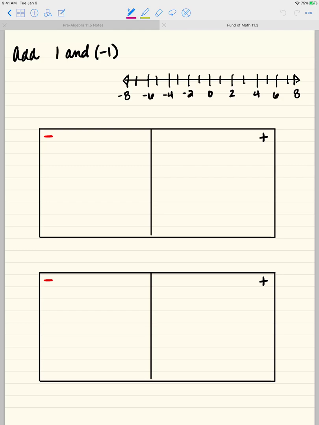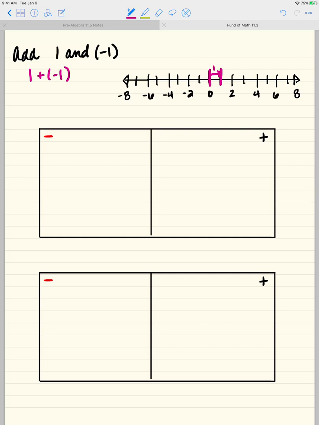All right, now we're going to take a look at a number line again, and this time we're going to add 1 and -1. So now we have 1 plus -1. So we have integers with unlike signs. They are not the same. Start at 0 on our number line, and we're going to go 1 unit to the right to represent our +1.